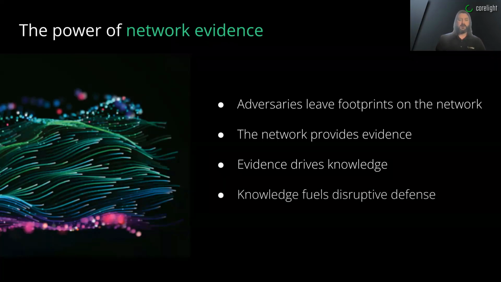And then finally, using that knowledge to drive disruptive defense. So what do I mean by disruptive? I'm talking about things like proactively threat hunting, not just waiting for that alert, but going out and looking for those indicators on your network. Automating the response. So we're dealing with all of these false positives. How can we use network evidence to understand what's a true false positive and what actually needs our attention?